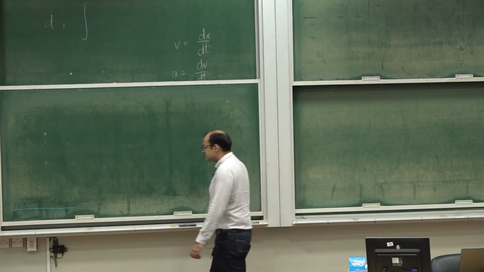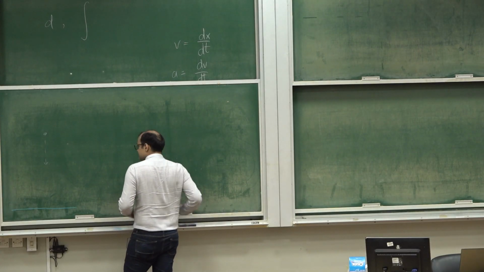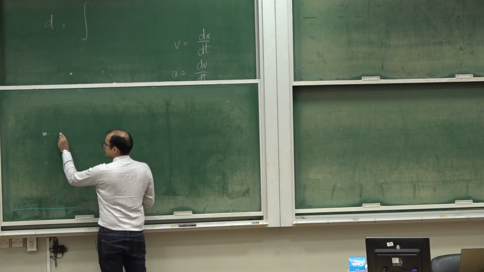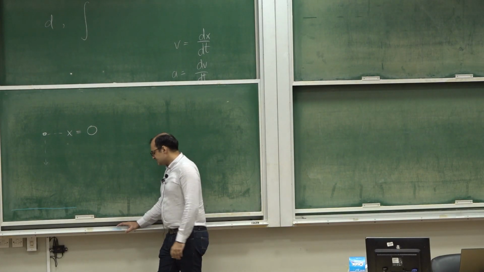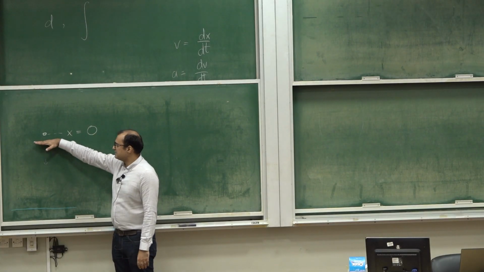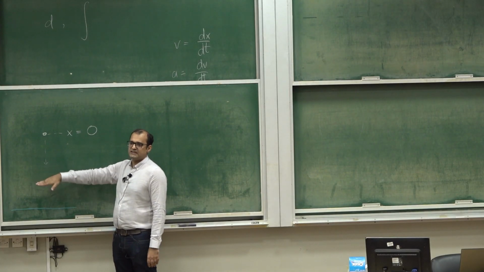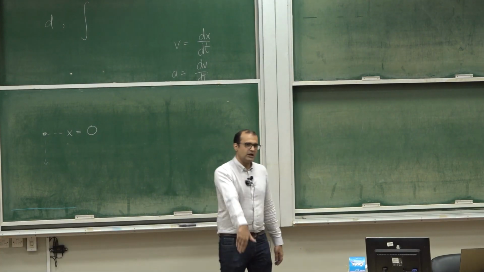So for example, I set up my axis such that I start measuring positions from here. So this corresponds to x is equal to 0. And I do it in such a way that my meter rule is pointing downwards. So for example, this is 5 centimeter, 10 centimeter, 15 centimeter, 20 centimeter, and so on and so forth. So x is increasing downwards.